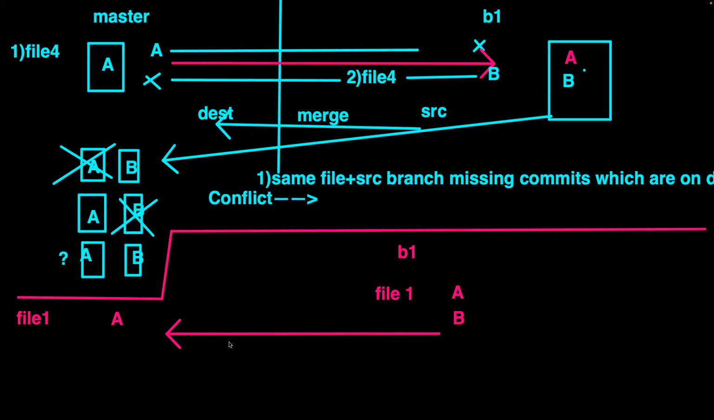This is the scenario where it is the same file, but the source is not missing any commit, so no conflict in this case, even though it's the same file. That's why I'm saying the reason is not just the same file. It is the same file along with the source branch missing some commits which are there on the destination, which will lead to this. Are we good and clear?